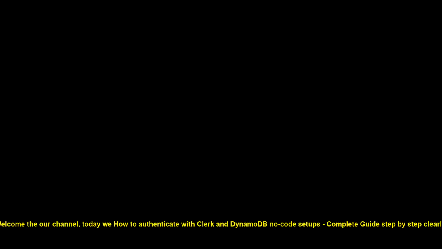Clearly. To authenticate with Clerk and DynamoDB using no-code setups, start by accessing your Clerk dashboard. Create a new application within Clerk. Configure the application settings, selecting the appropriate authentication methods. Next, generate API keys for your Clerk application.